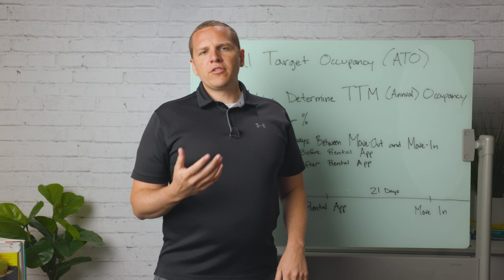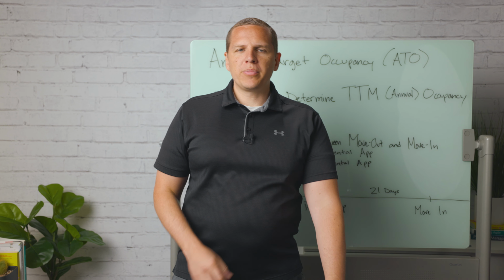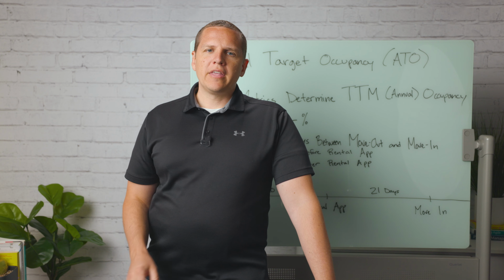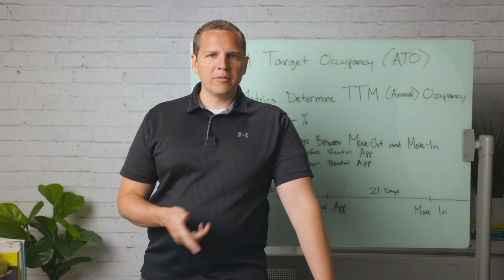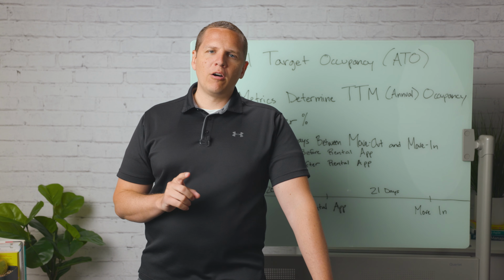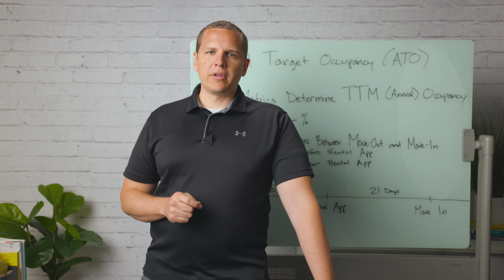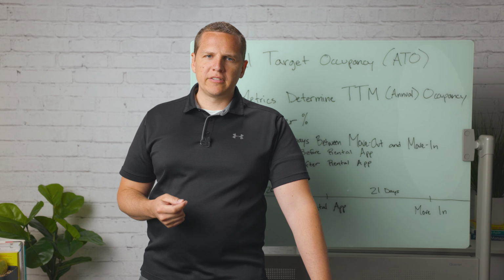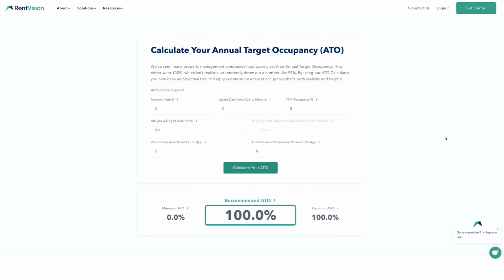So RentVision actually invented what we call our ATO, or Annual Target Occupancy Calculator, that allows you to plug in some numbers of your performance and set a very helpful annual target occupancy. So let's dive into that calculator right now with a real example. The first thing we're going to do with our ATO calculator is input our turnover percentage. In this case, it's 50%.